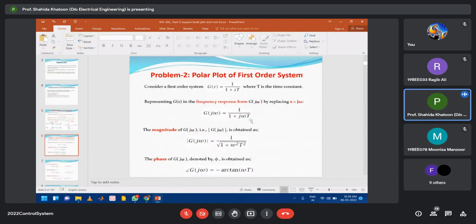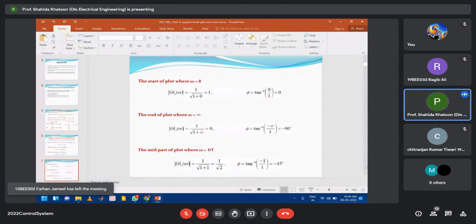So you can also find out the polar plot of 1 upon s(1 plus sT). So replace s by j omega. So it is 1 upon j omega T. So mod of G(j omega) is 1 upon under root 1 plus omega square T square, and the angle of G(j omega) is minus tan inverse omega T. Okay, so the start point of the polar plot is where omega equal to 0. So mod of G(j omega) is 1 upon under root 1 plus 0, so it is 1. And angle is tan inverse 0 upon 1, which is 0.